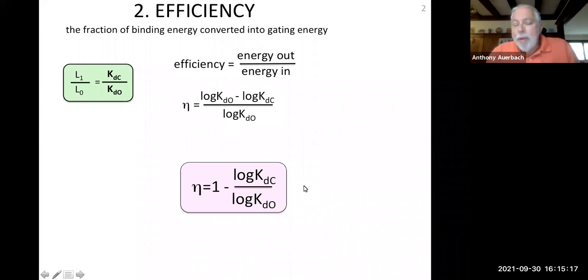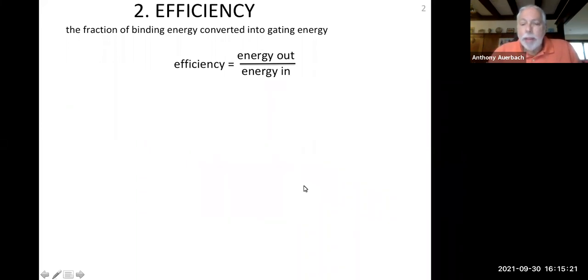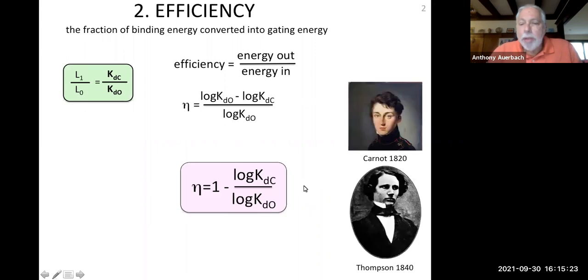So we thought we were very clever when we derived this, but in fact, this was derived 200 years ago. Not my postdoc advisor, Sadi Carnot and Lord Kelvin came up with this equation for a heat engine, for a steam engine, where instead of the binding energy ratio, we just used the temperature ratio, T hot over T cold.